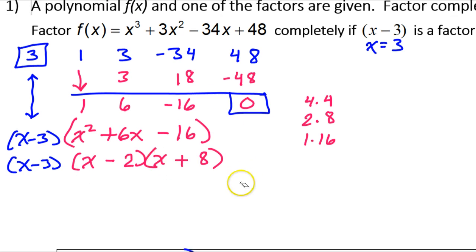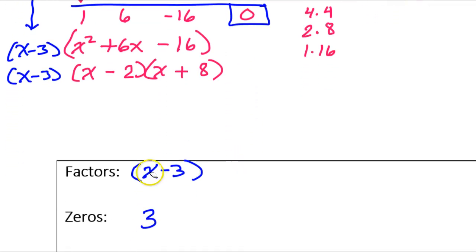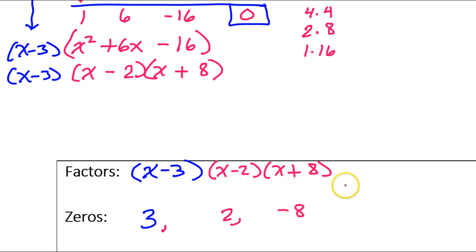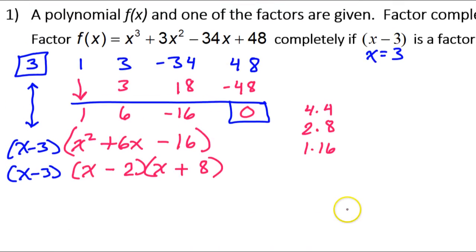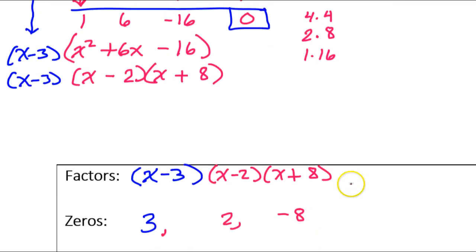So now I have factored it the rest of the way. So I'm just going to copy this down here. So I had my x minus 3, but now I have also found my x minus 2 and my x plus 8. So now I have factored completely. That means the remaining zeros are positive 2, which I would get if I set this equal to 0, and negative 8, which I would get if I set this equal to 0. All right, so that is the complete answer to number 1.